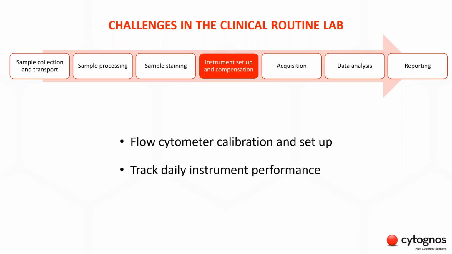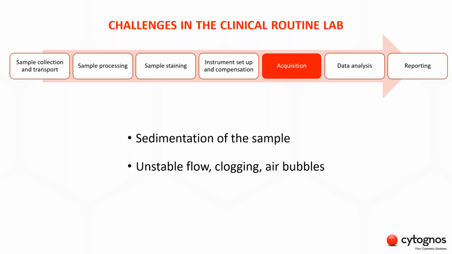All of our instruments have to be correctly set up, and we need to track the day-to-day performance to ensure reliable and reproducible data over time, to ensure that the instrument is performing consistently. For example, the optical alignment, fluidics, laser power, and the PMT voltage must also be monitored. It's important also to acquire the tube as soon as possible to minimize sedimentation and not to compromise the quality of the sample. And during acquisition, we can run into issues such as unstable flow, clogging, or even air bubbles.